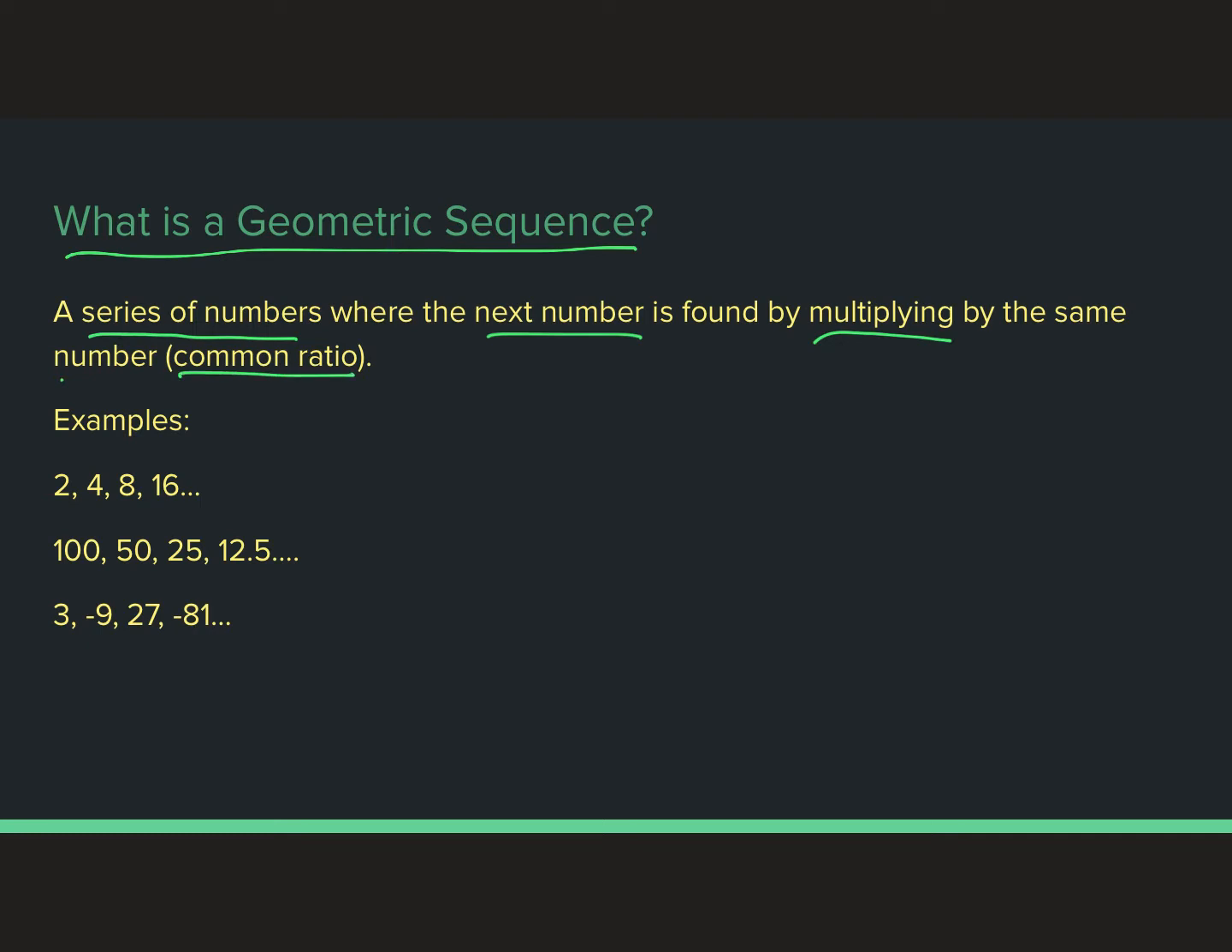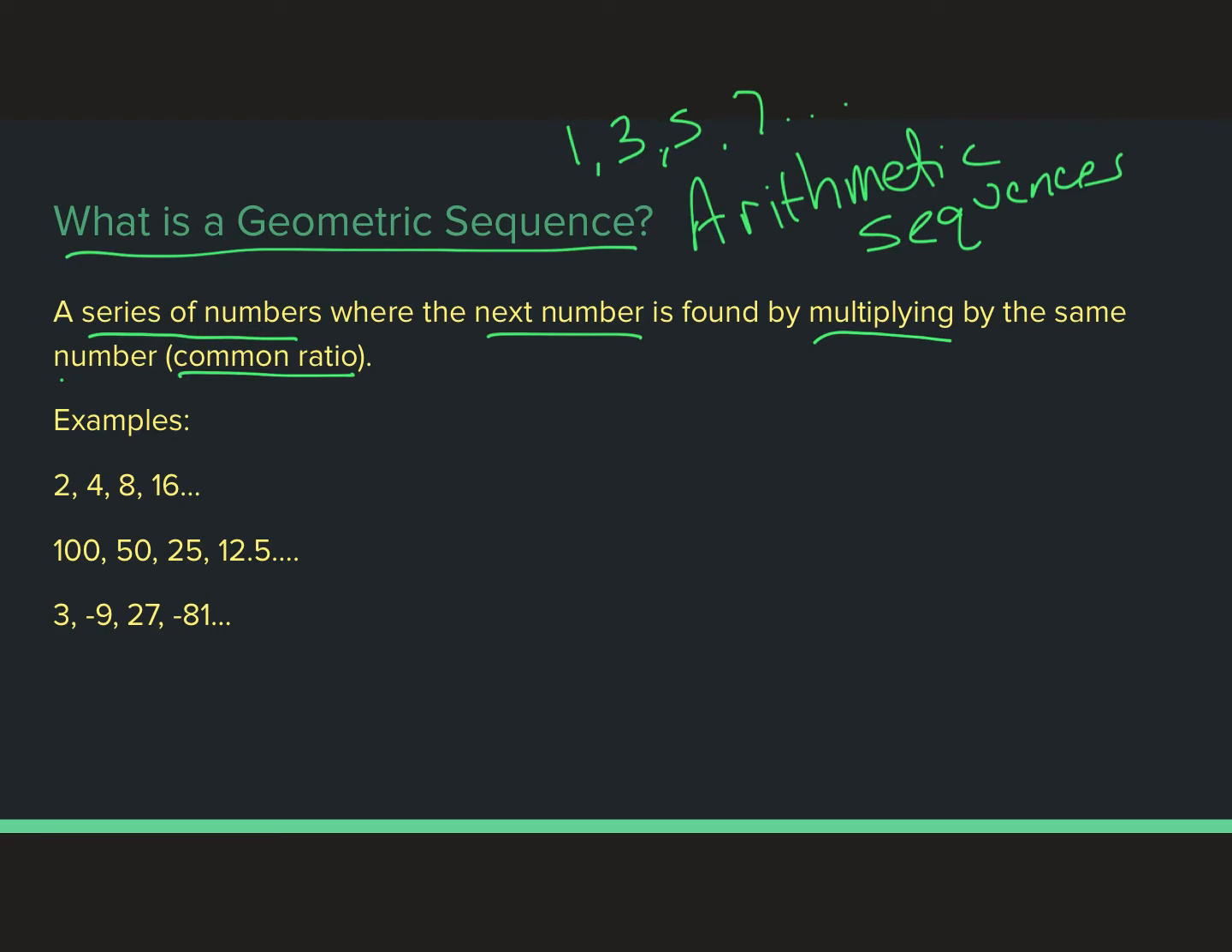If you remember, we've already had in the past arithmetic sequences, and those ones were ones where you added the same number each time. Something like 1, 3, 5, 7. We add 2 each time. So now we're looking at geometric sequences. So here's our first example.